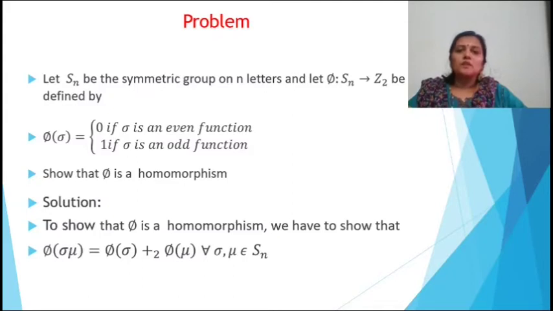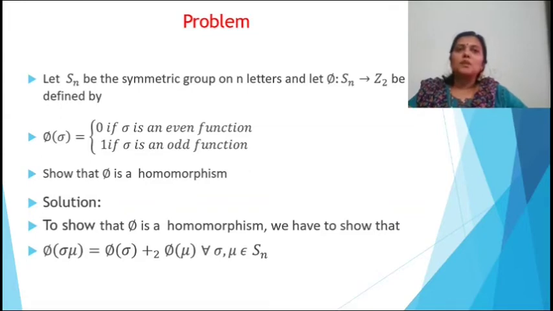For the solution, we have to show that phi is a homomorphism. For that, we have to show that phi satisfies the homomorphism property. So here we have to take two permutations, sigma and mu. Phi of sigma mu is equal to phi of sigma operation phi of mu. The operation in Sn is composition, which is permutation multiplication, and in Z2 it is addition modulo 2. So phi of sigma mu is equal to phi of sigma addition modulo 2 phi of mu for all sigma, mu element of Sn. That is what we have to show here.